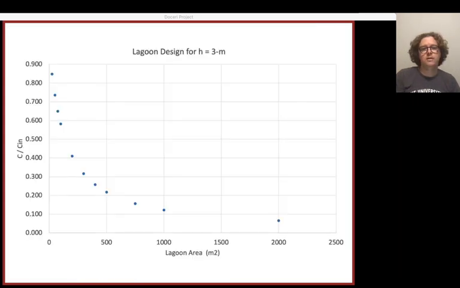And what that equation looks like if we plot it out is here. And once again, just highlighted in red is the case that we solved initially, where for a 500 square meter lagoon, we ended up with just about a 20% persisting through the pond, or an 80% removal rate.